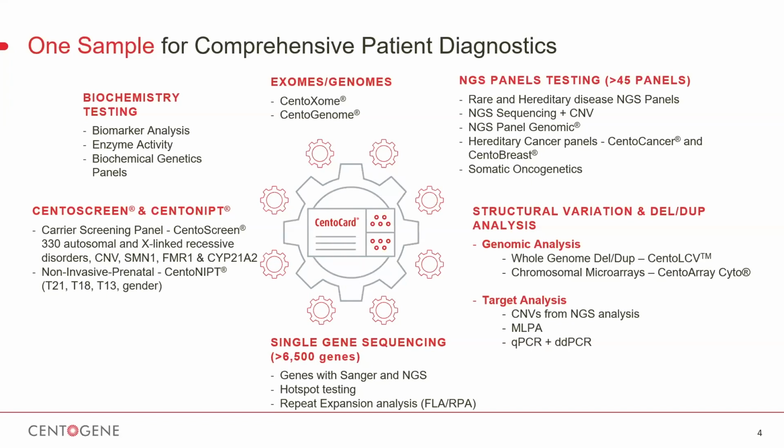Our CentoNIPT is the non-invasive prenatal test, a first trimester screening approved worldwide and now recommended by the American College of Obstetricians and Gynecologists and the European College of Obstetricians and Gynecologists. It can offer screening for trisomy 21, 18, 13, and 6 chromosomal aneuploidy with sensitivity and specificity reaching 100%.